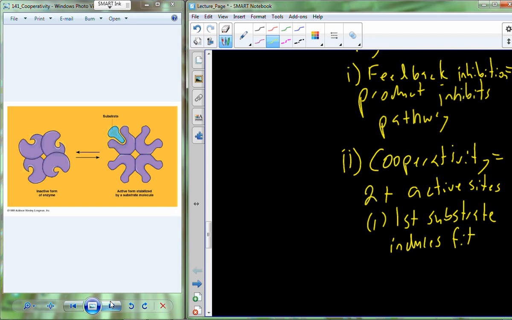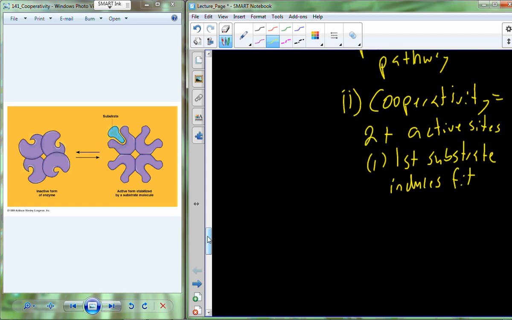So again, kind of an induced fit model here. That first substrate induces the fit of the enzyme, opening up the active sites for all of the other locations on that enzyme. And this allows more binding and activity reactions at those other sites, increasing the production of product from reactant.